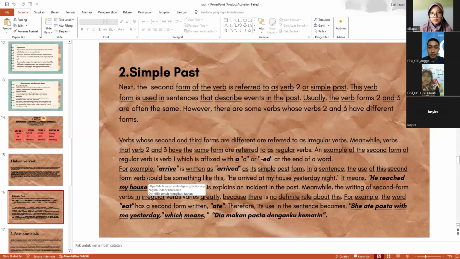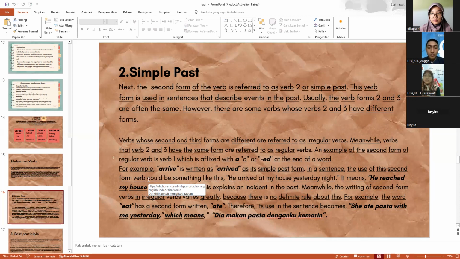Verbs whose second and third forms are different are referred to as irregular verbs. Meanwhile, verbs whose 2 and 3 have the same form are referred to as regular verbs. An example of the second form of regular verbs is verb 1 affixed with d, ed, or ied at the end of the word. For example, arrive is written as arrived as its simple past form.